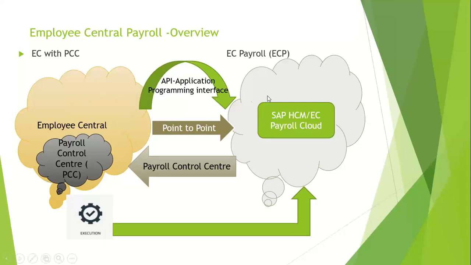The data will flow from EC to ECP, and this is standard SAP functionality. Through a license, you get this replication inbuilt. But the mandatory thing here is you should have an EC system. For ECP payroll, you should have an EC system, and through this point-to-point replication, the data will flow from EC to ECP. This is not for configuration replication. This is only for data replication, either initial or regular payroll data transfer from one system to the other system.